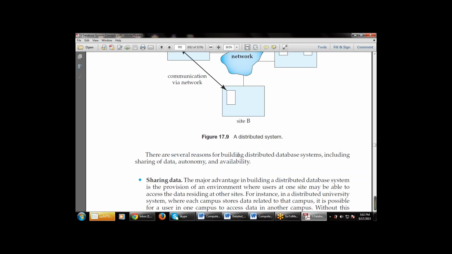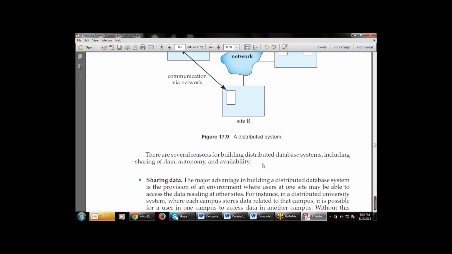There are several reasons for building distributed database systems, including sharing of data, autonomy, and availability.